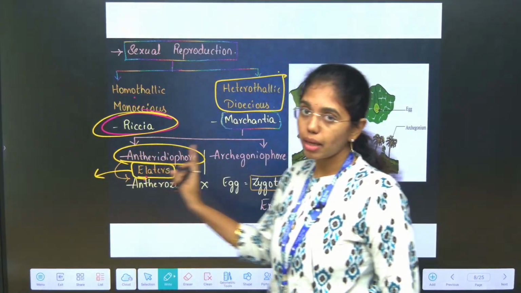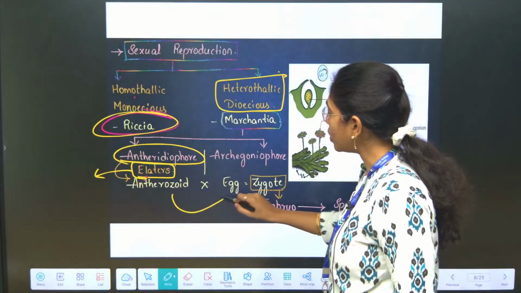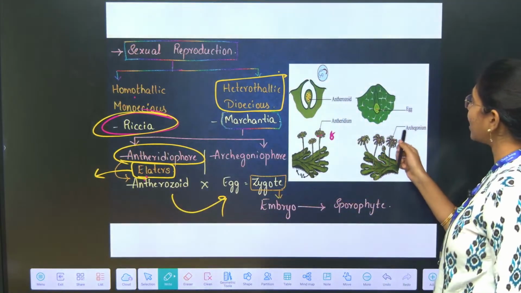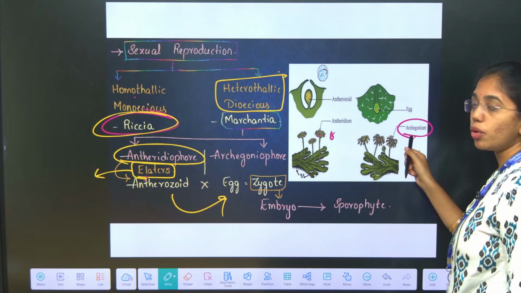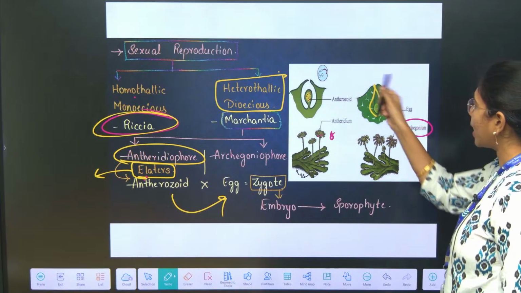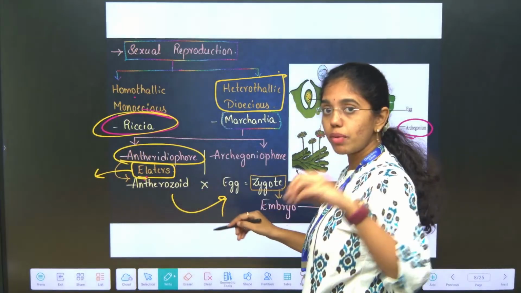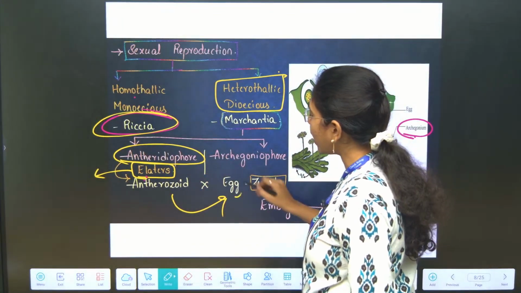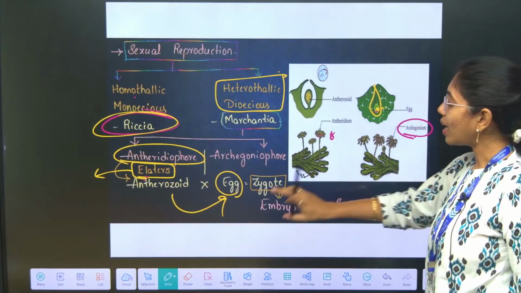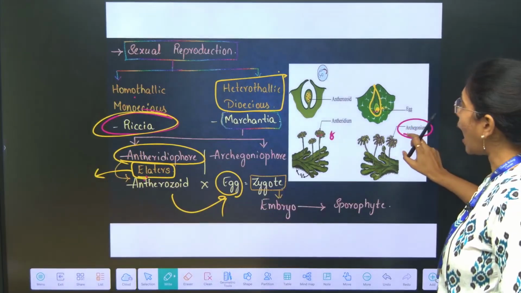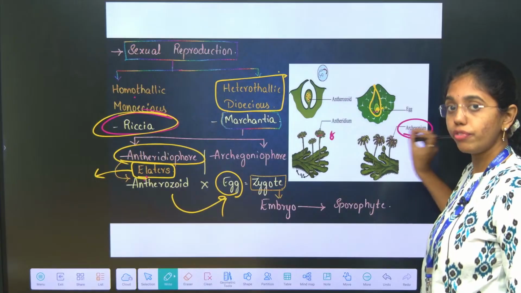Elaters are present in the Marchantia antheridiophore, and this antherozoid will reach the egg cell which is present in the archegonium. Okay, in the archegoniophore you will have archegonium. Inside the archegonium, the egg is present at the basal region. This antherozoid will swim across the water and reach the egg at the basal region of the archegonia. Okay, so what is the site of fertilization here again? Archegonium, which is present in the archegoniophore, that is the site of fertilization.